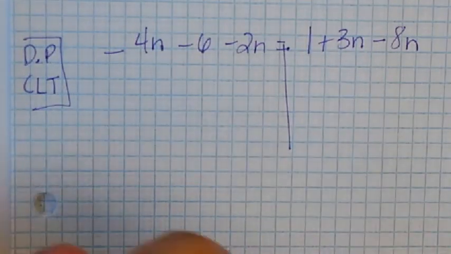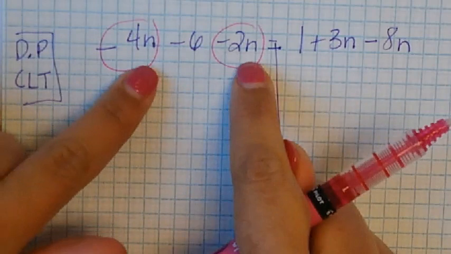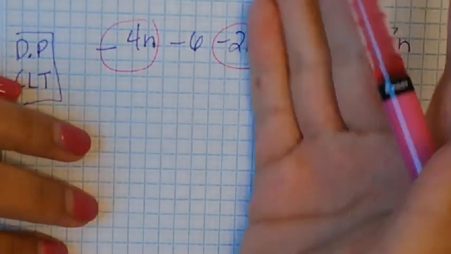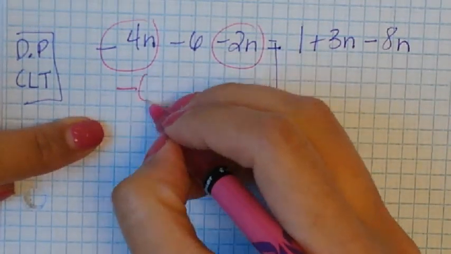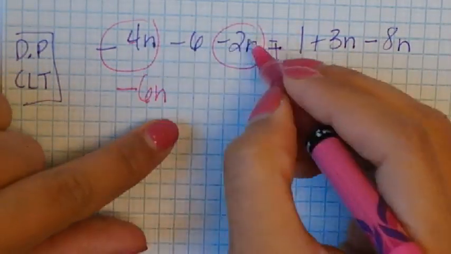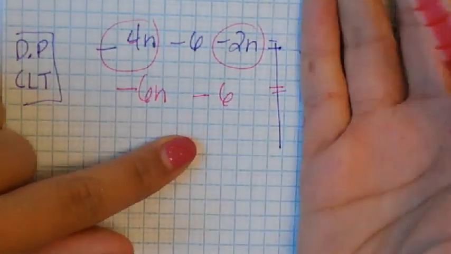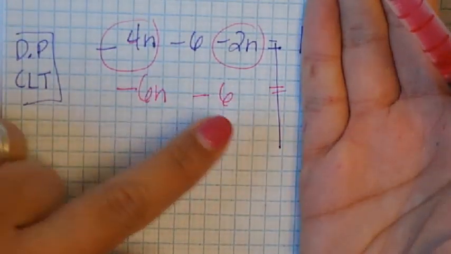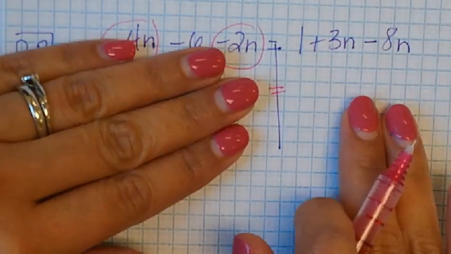Here, you see that I can combine these 2 terms that are alike because they both have n's. So before I even go to the other side, I'm going to simplify this side. I'm going to have negative 6n, because they're both negative, so you add, keep the sign, and then the minus 6 is still there. Over here now I have a variable term and a constant term, so I am done simplifying. I'm going to go to the other side.